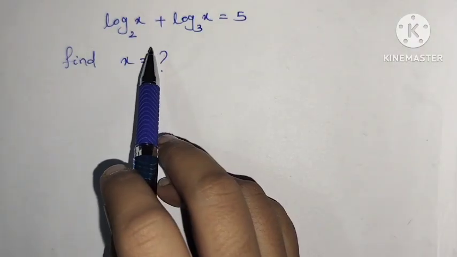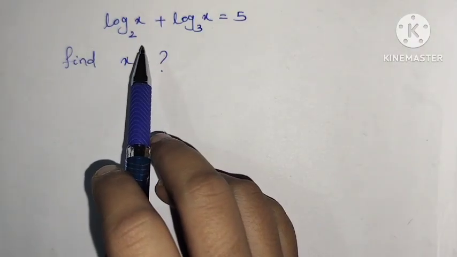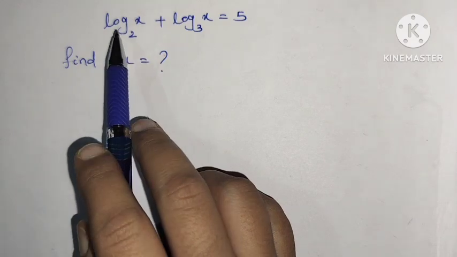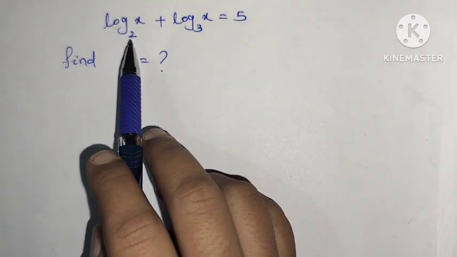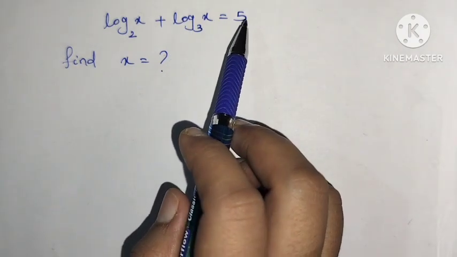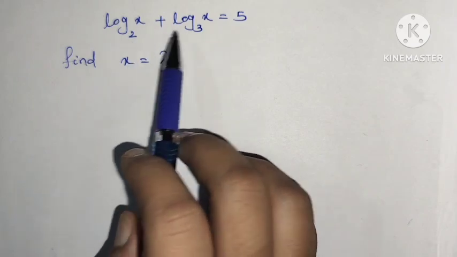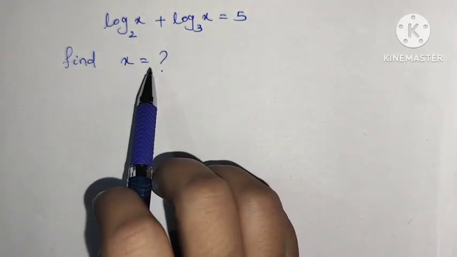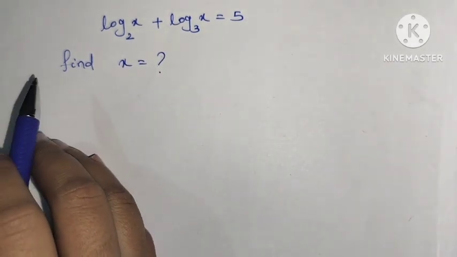Hello everyone. Today we solve this type of problem: log x base 2 plus log x base 3 is equal to 5, with different bases. Find the value of x. Solution.